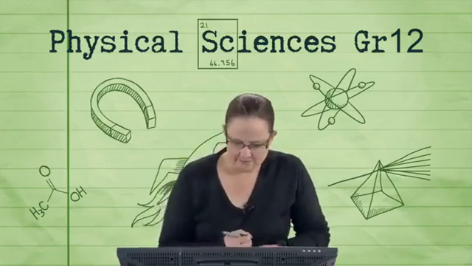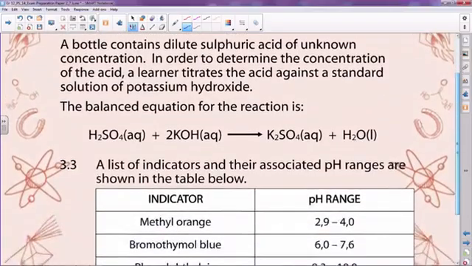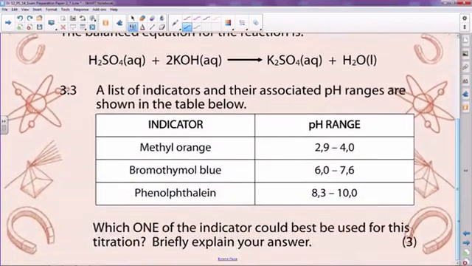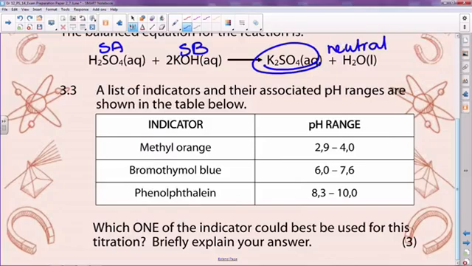Now they say to us, okay, a bottle contains dilute sulfuric acid. A list of indicators is given. Which one of these indicators could best be used for this titration? Well, we've got a strong acid with the sulfuric acid and a strong base with the potassium hydroxide. And through hydrolysis, we know that that is going to give me a neutral salt, because they're both equally strong. So if we get a neutral salt, we need an indicator that gives me a pH range somewhere around 7.